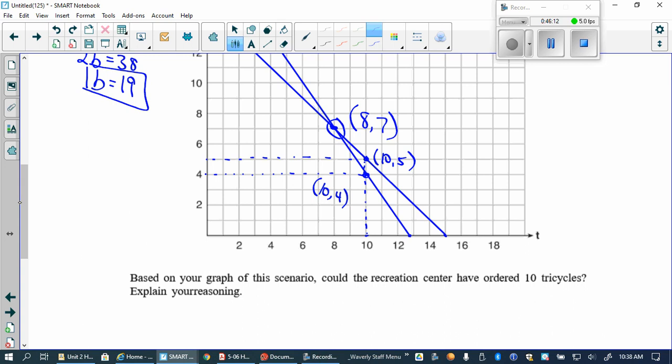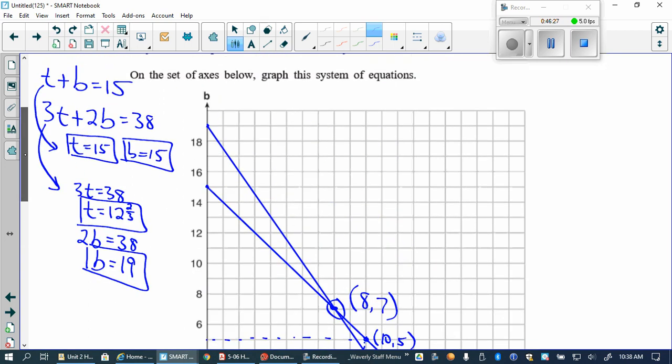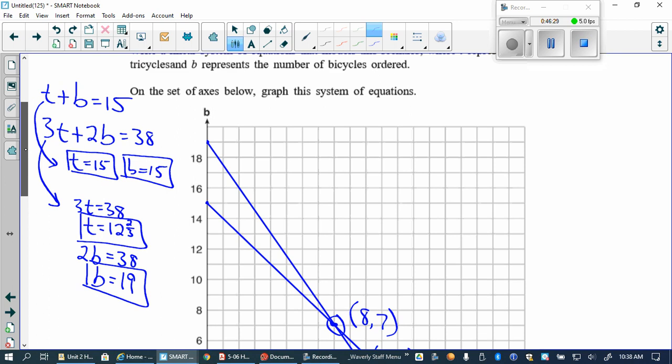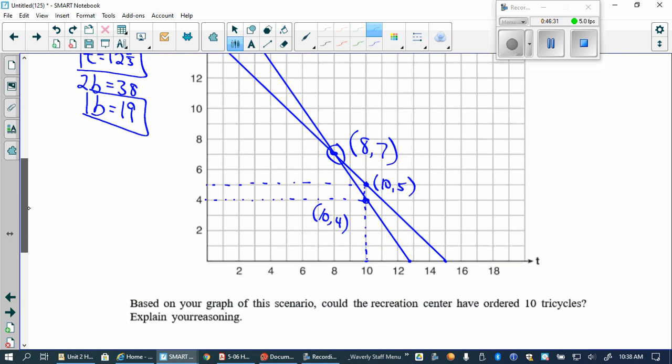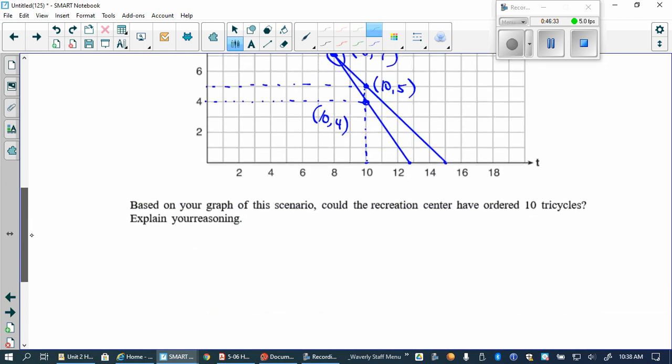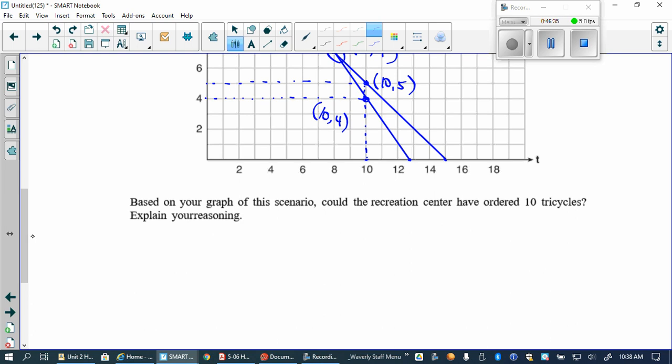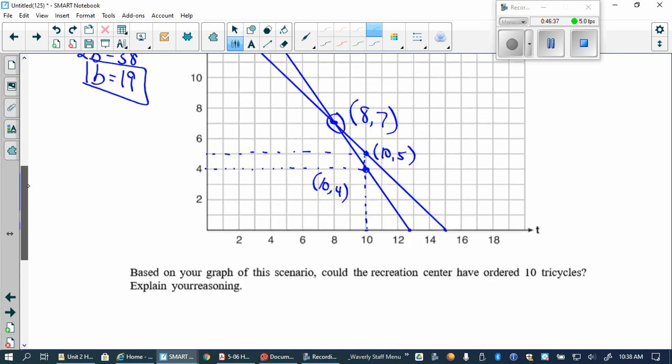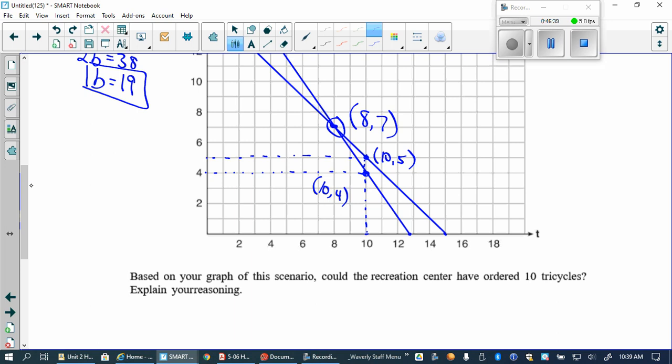If we go to 10, 5, then it's going to violate the number of wheels. What's 10 times 3? 30. What's 5 times 2? That's 40 wheels altogether. It said 38. So it can't be either of those points. It's 8 tricycles and 7 bicycles.